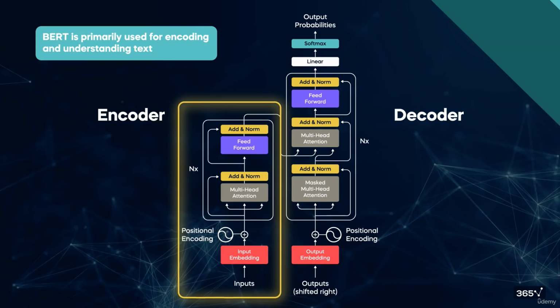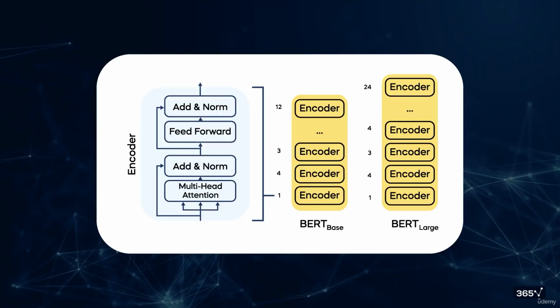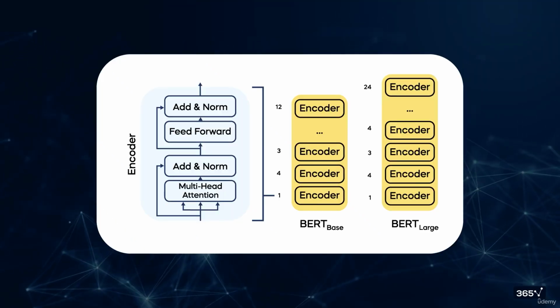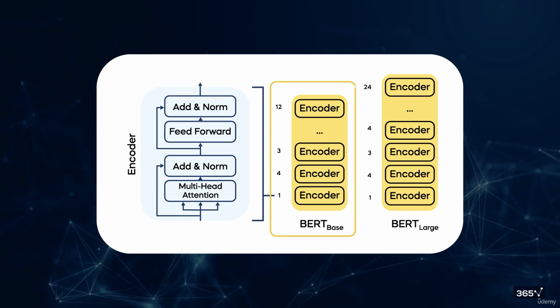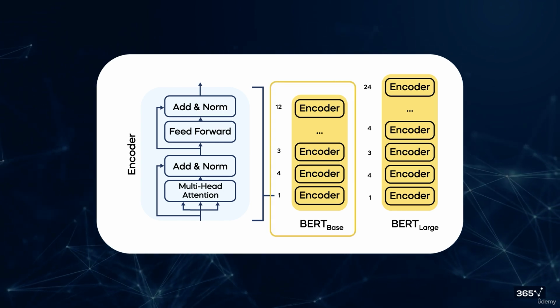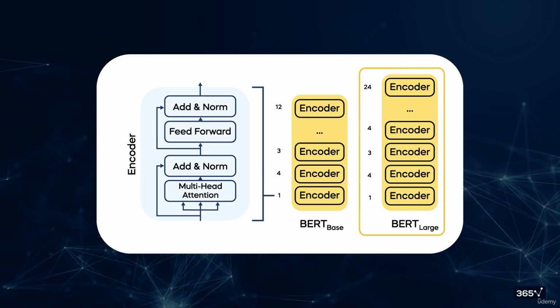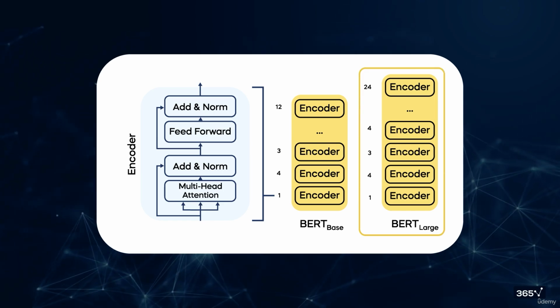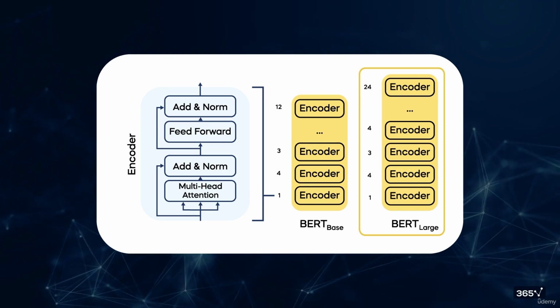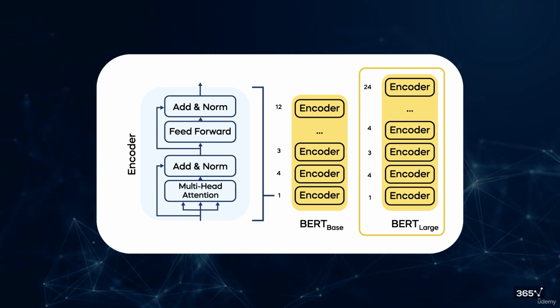The BERT architecture consists of a stack of identical encoder layers. The number of layers depends on the specific variant of BERT. BERT Base has 12 encoder layers, and BERT Large has 24 layers. The deeper architecture of BERT Large captures more complex patterns and relationships between our tokens.